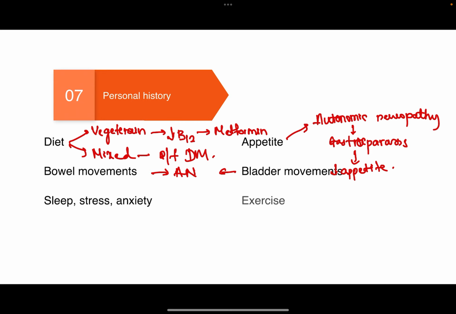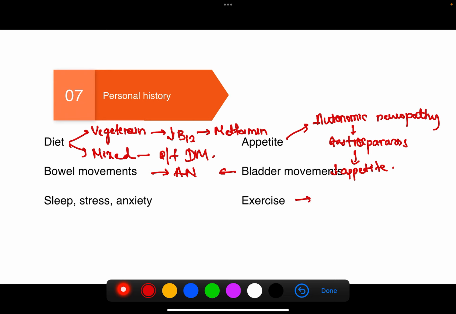And then exercise. Patients should perform exercise for at least 150 minutes per week. So you should ask if the patient's lifestyle is sedentary, and whether they are performing any exercises, because you will have to modify these risk factors also. Sedentary lifestyle is one of the modifiable risk factors for diabetes, therefore you will have to ask this.